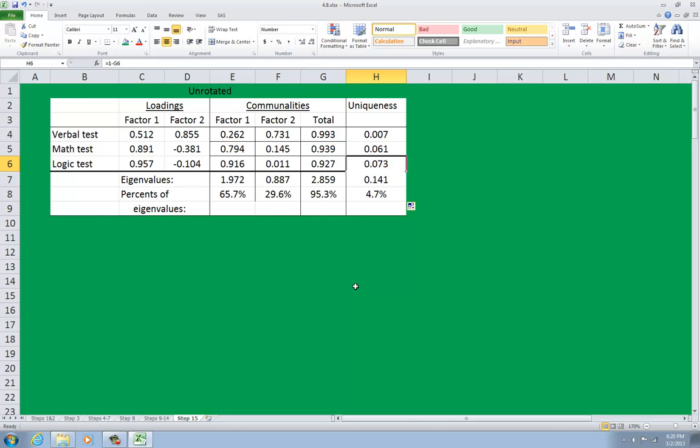When using data to do a factor analysis, which we'll do in a supplementary video to this, uniqueness is one of the default statistics reported.